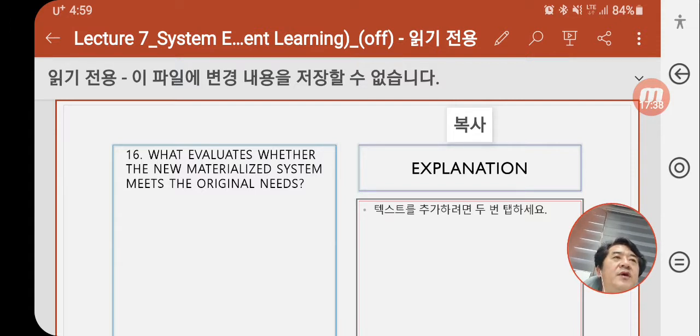What evaluates whether the new materialized system meets the original needs? This is system evaluation.